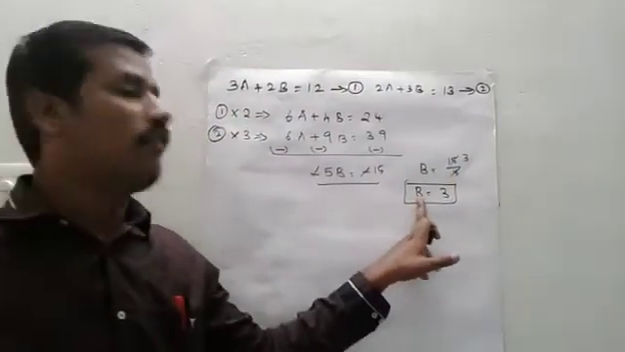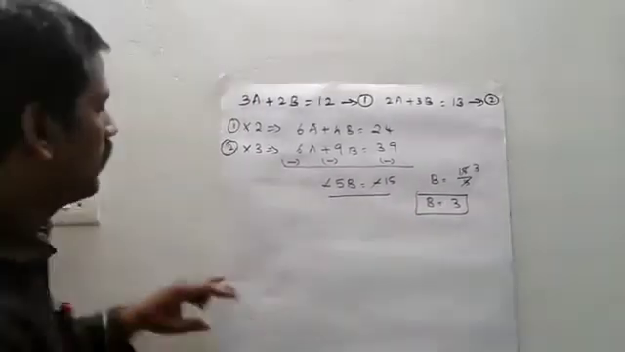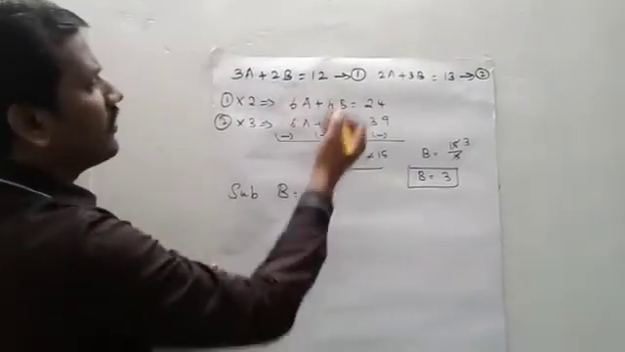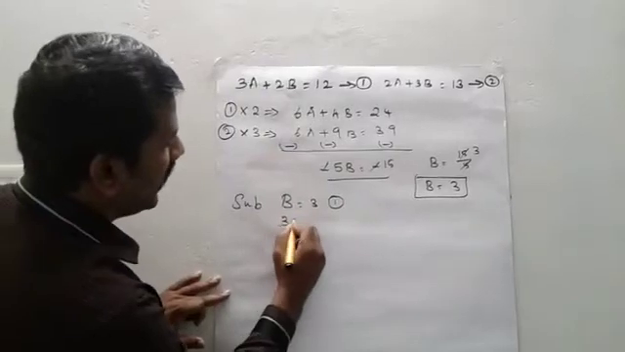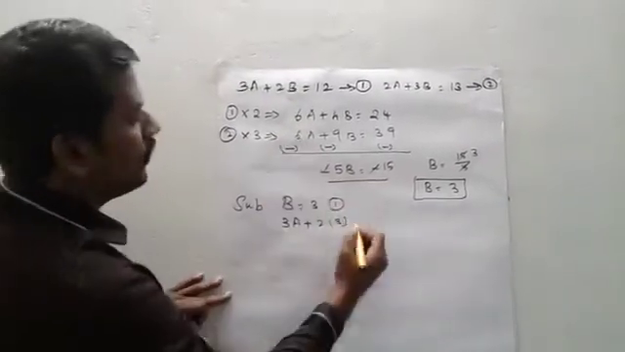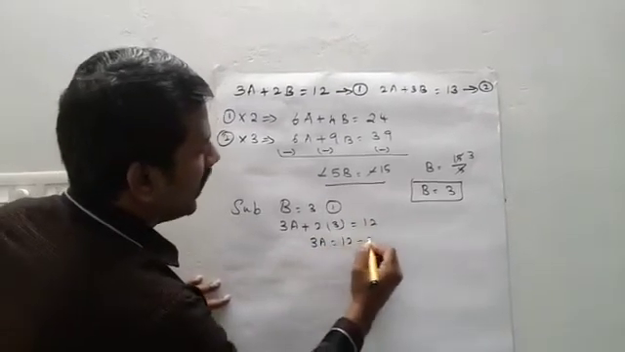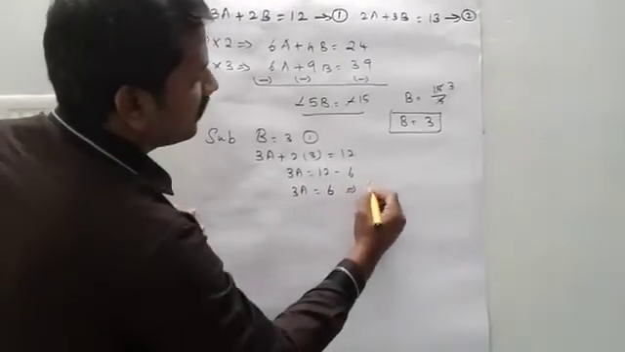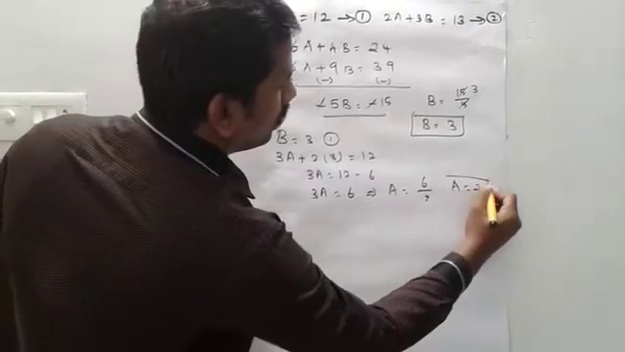That implies B is equal to 3 because 1 5 is 5, 3 5's are 15. So we found the B value: B is equal to 3. Now we have to substitute B equal to 3 in any equation. So shall I use equation number 1? 3A plus 2 times B's value 3 is equal to 12. So 3A is equal to 12 minus 6. 3A is equal to 6, that implies A is equal to 6 by 3, A is equal to 2.